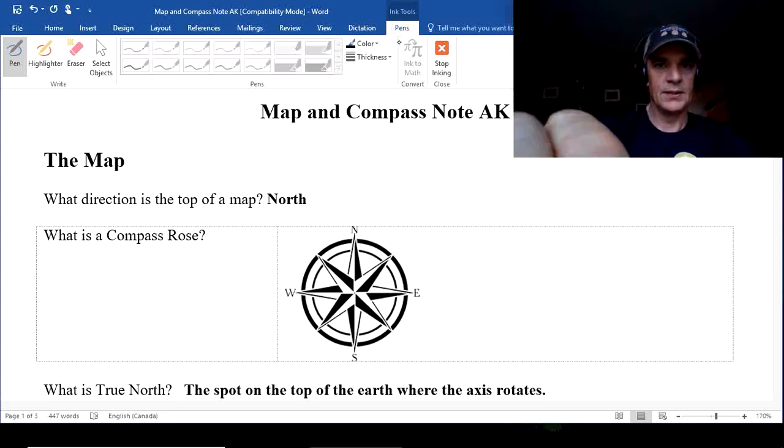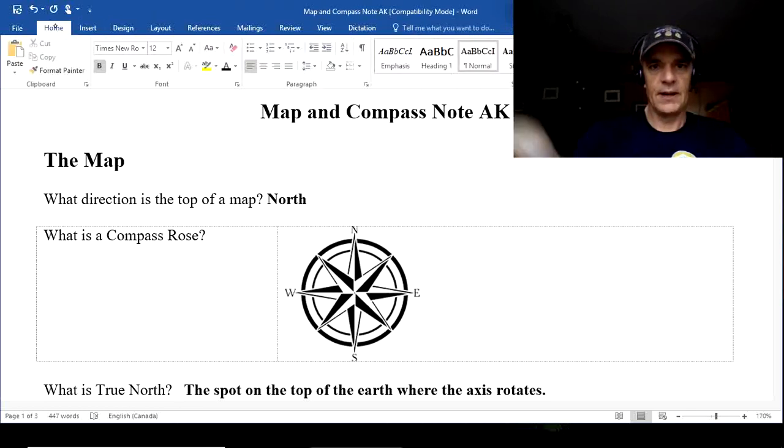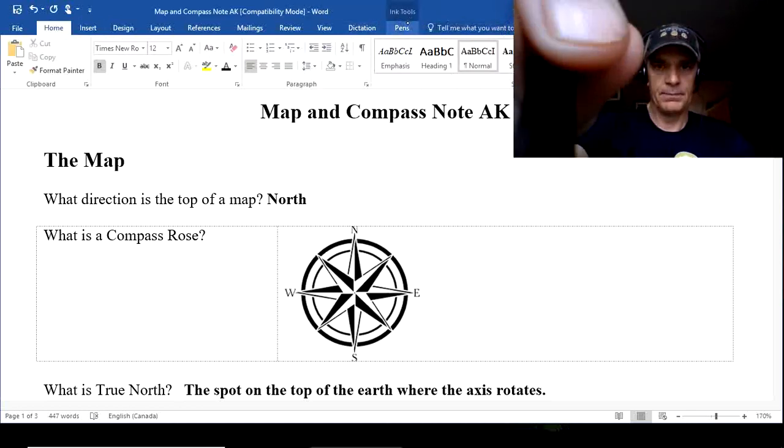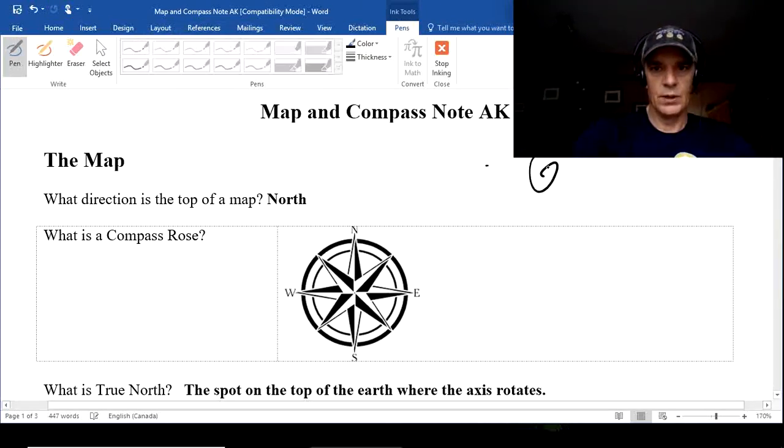Not sure why this pen's not working for me. Just see if I can get the pen working here. No, it doesn't want to. Oh yeah, it is.